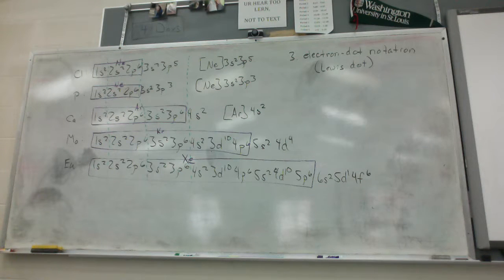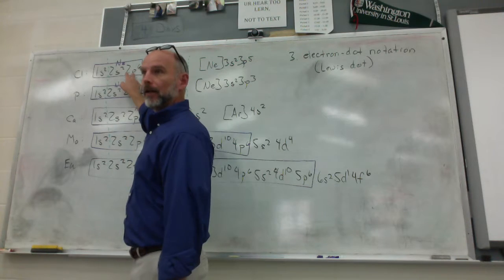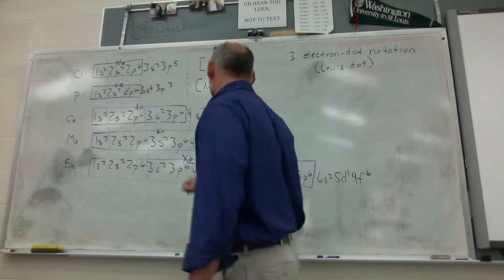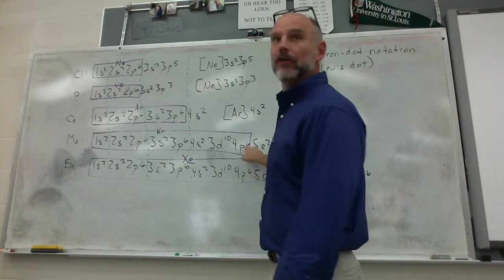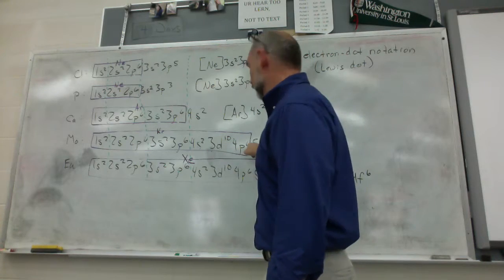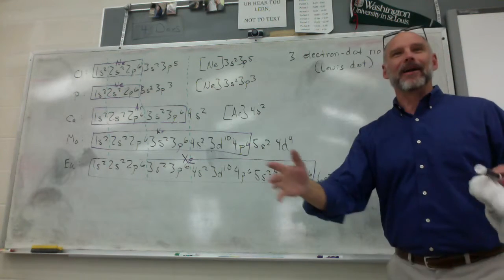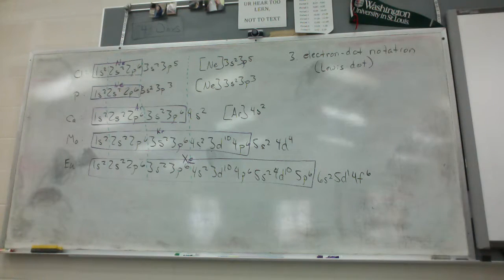Now, for only filling S and P orbitals, what's the maximum number of electrons I can have? 8. There's group 8A, right? 1 through 8. The maximum number of electrons that we can have is 8. Look. S and P, how many electrons? 8. Well, 2 and 6 is 8, okay? Doesn't matter. When you're talking S and P, it's 8 electrons, right? So we're going to take advantage of that.